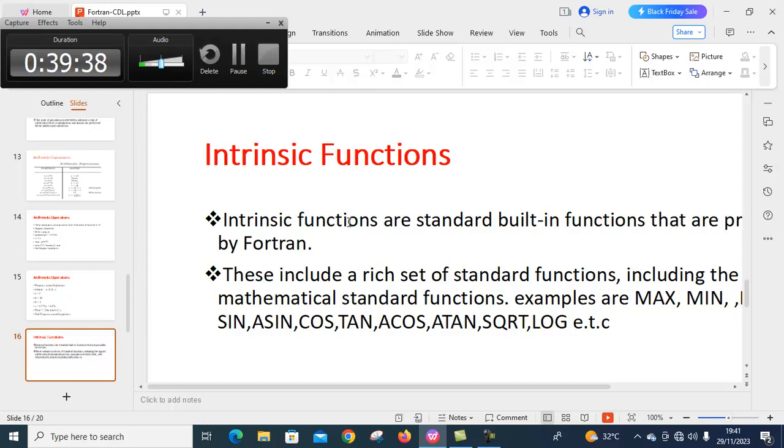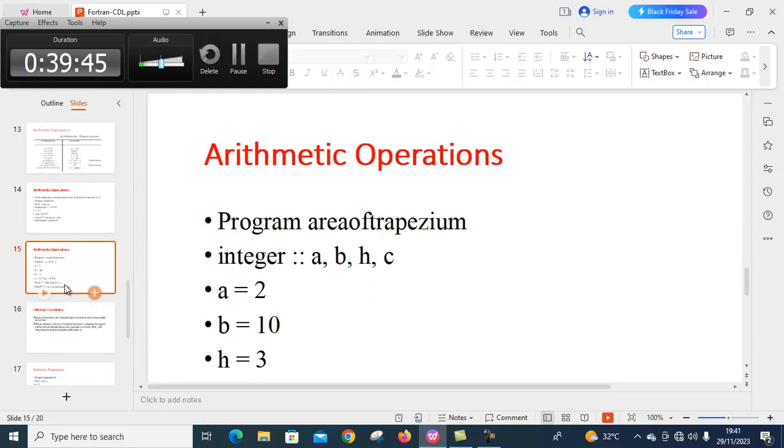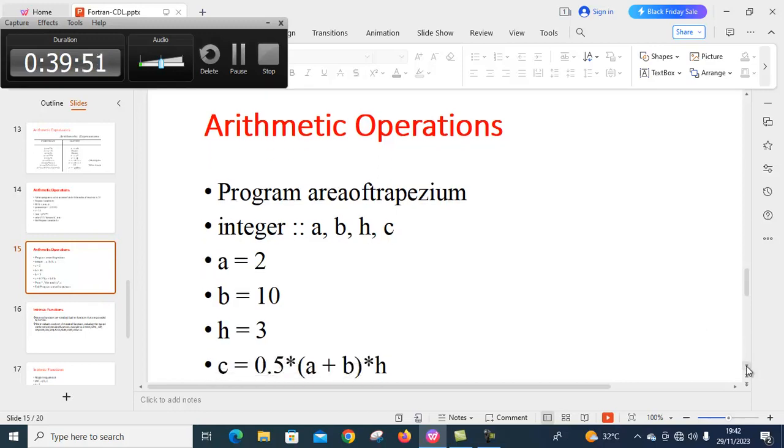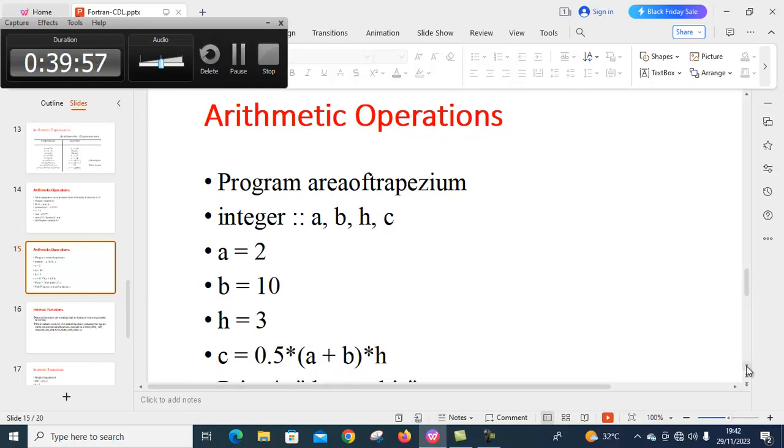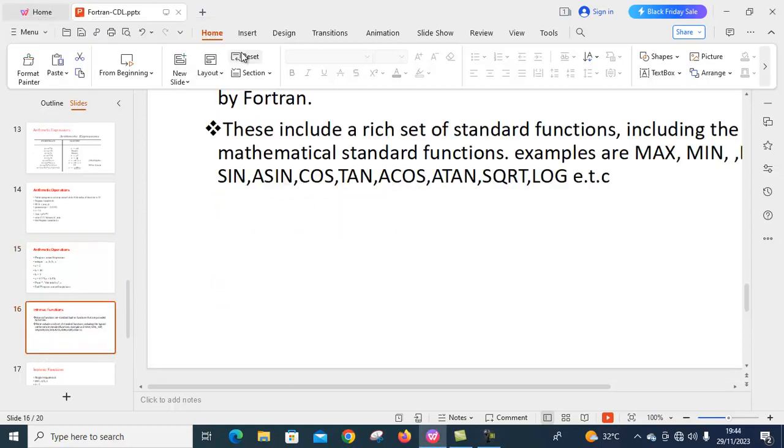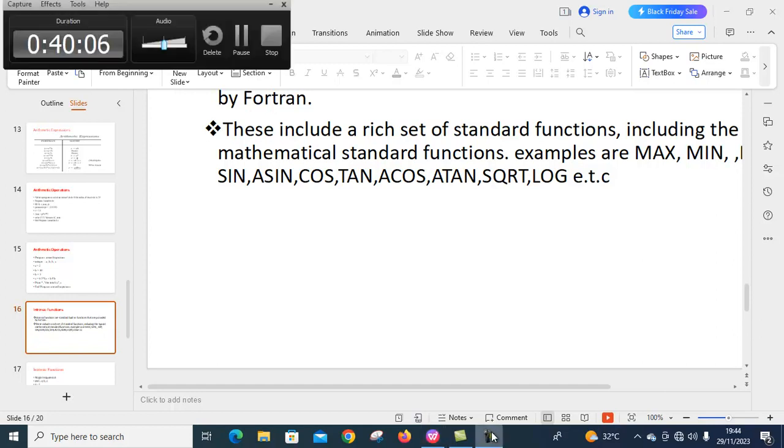They are very, very important in Fortran.